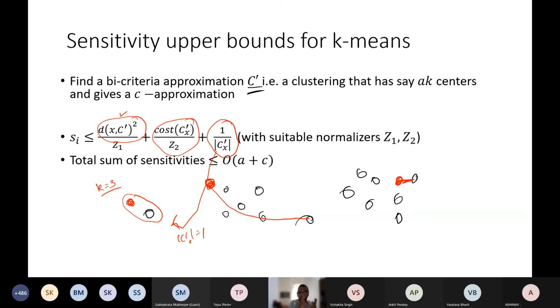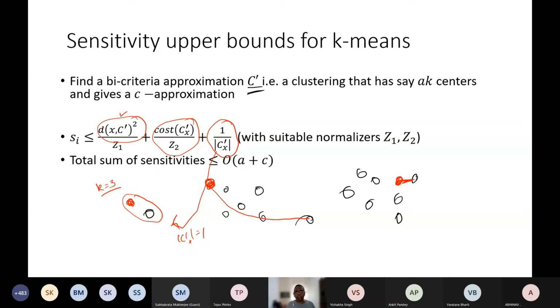This is an intuitive way of building this, and this is really the critical part in each of these problems: in each problem that you take, figuring out how to create the upper bounds to the sensitivities. See, the exact sensitivities we can never capture. Calculating exact sensitivities is as hard as solving the full problem.